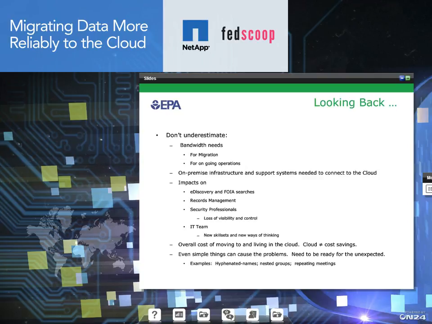But looking back, there's a couple of lessons learned, and a few of them I wanted to mention here. Some things not to underestimate, because, of course, we fell into some of these traps. Some we did not, but to share with you. First of all, obviously, bandwidth needs are critical for the migration. Obviously, we had planned for that, but also the bandwidth needs going on. Now that our mail is in the cloud, all those transactions we had done on our local area network are now across our internet connection.